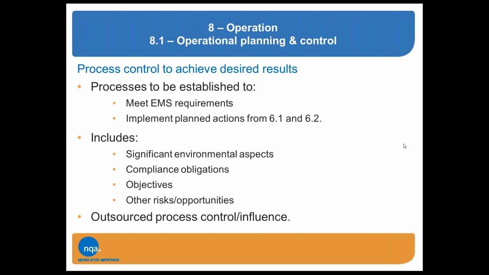Clause 8, Operation and Operational Planning and Control. Very, very simple, this. We need to set up the necessary control of our processes to achieve our desired results. So areas requiring control include our significant environmental aspects, our compliance obligations, the objectives that we've set, and other risks and opportunities, including outsourcing and the level of process control and influence we may have.